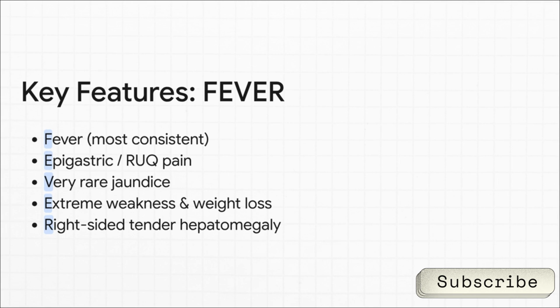V is for very rare jaundice. This is a bit of a trick, right? It's a liver problem, but jaundice isn't common. E is for extreme weakness and weight loss. And finally, R for right upper quadrant pain. So remember fever, especially that fever and tender liver combo.